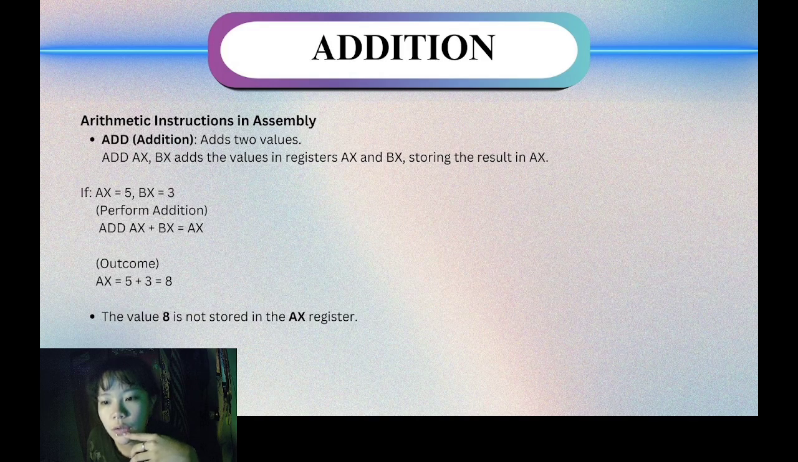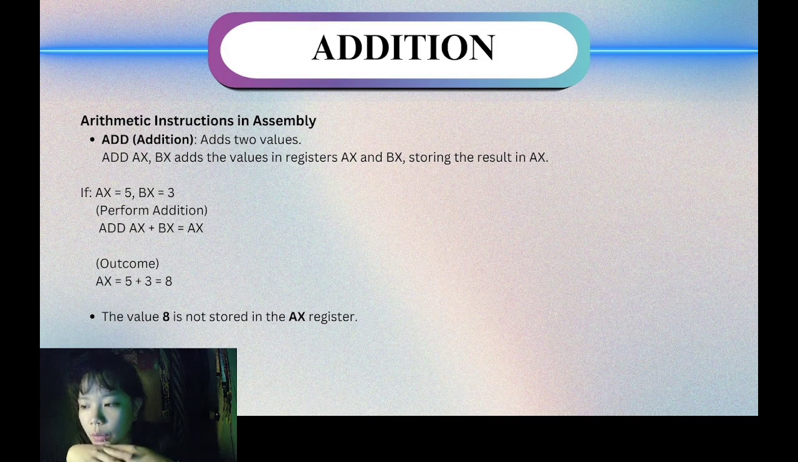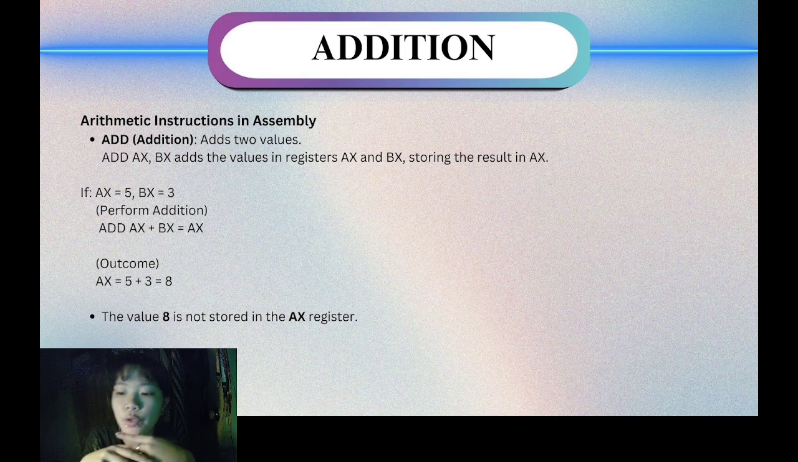First, we have the addition, which means it adds two values. For example, add AX, BX adds the values in registers AX and BX, storing the result in AX. So now we have a given of AX equal to 5, BX equal to 3, and we're just going to simply perform an addition. So AX is equal to 5 plus 3, which is 8. Now the value stored in the AX register is 8.